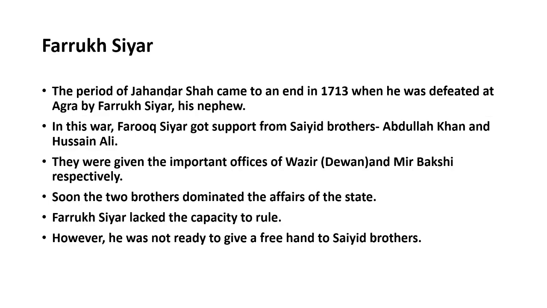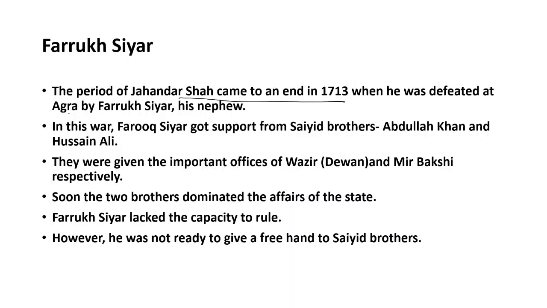The period of Jahandar Shah came to an end in 1713. He reigned only a brief period of around 1 year. Jahandar Shah was defeated at Agra by Farrukhsiyar, his nephew, and Farrukhsiyar became the next Mughal ruler with the support of the Sayyid Brothers. They were the kingmakers of the Mughals. Abdullah Khan and Hussain Ali, popularly known as the Sayyid Brothers, played a key role in the defeat of Jahandar Shah and the coming of Farrukhsiyar into power.